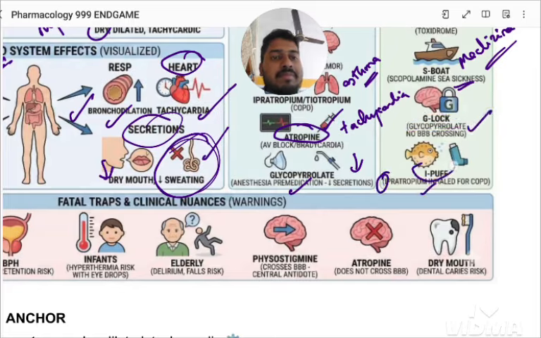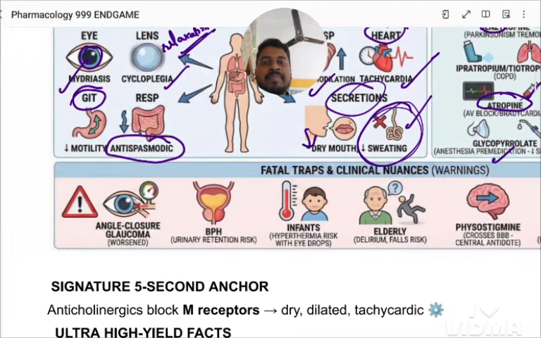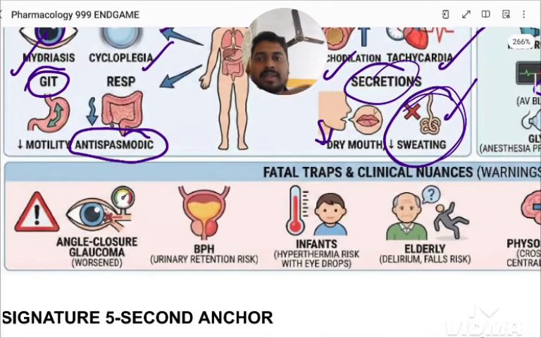Ipratropium, I for iPuff. You can just remember this as a puffy fish. Puff fish, which is there. In asthma it is used, and also in COPD. Some things you should be careful about, especially for INICET.